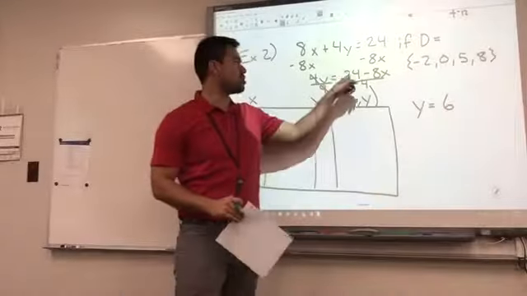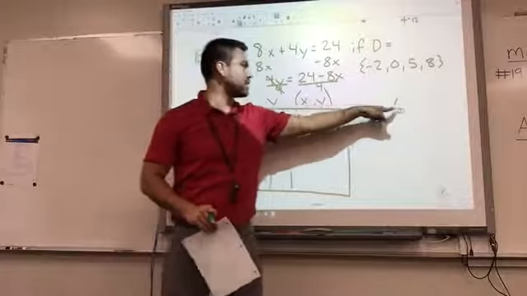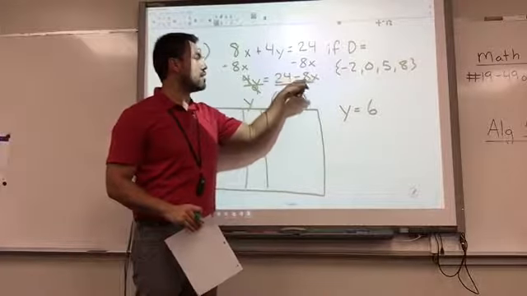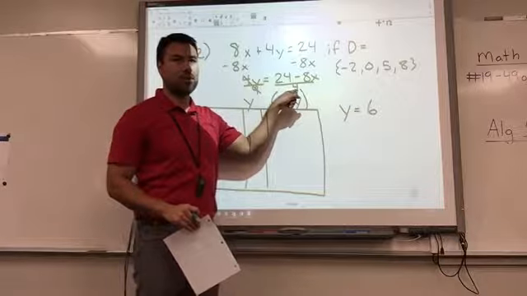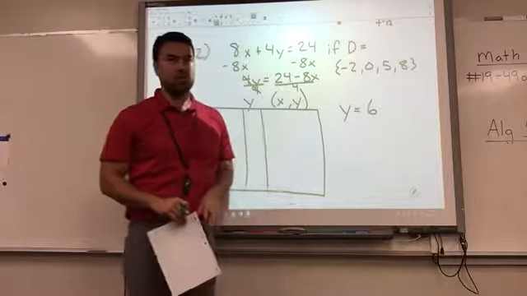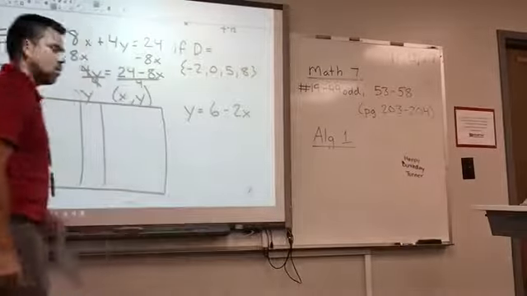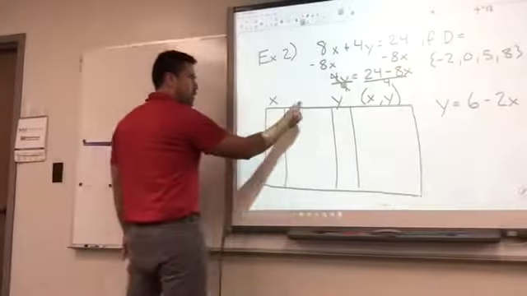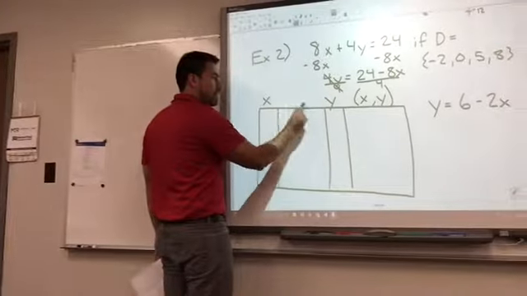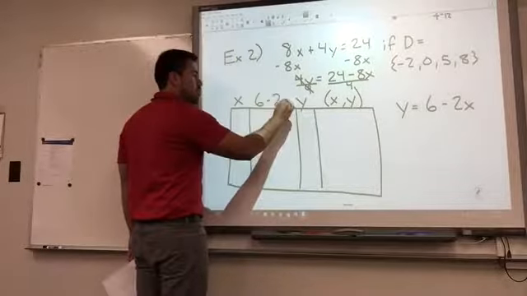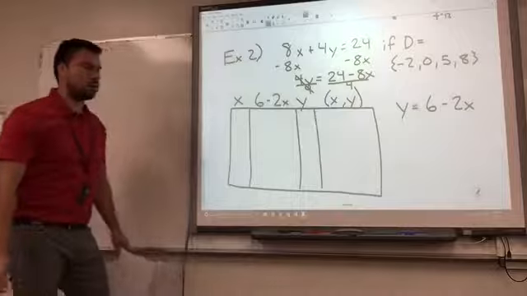What'd you do, Carson? Did you do 24 divided by 4? Good. You got 6. And then you have to do negative 8x divided by 4. Because you have to divide both of these by 4. So what's negative 2x? That's what y equals. So what should I put right here? What does y equal? 6 minus 2x. That's what I'm going to put in there.